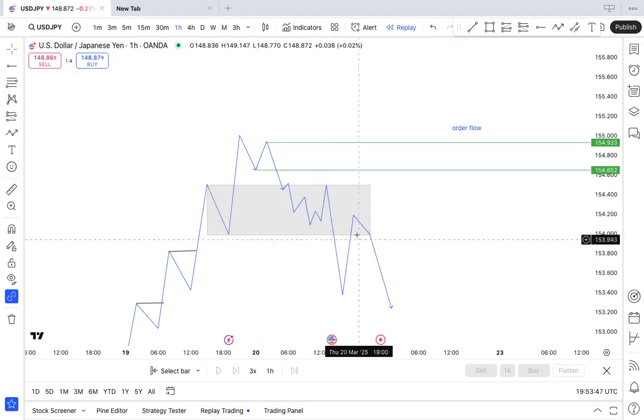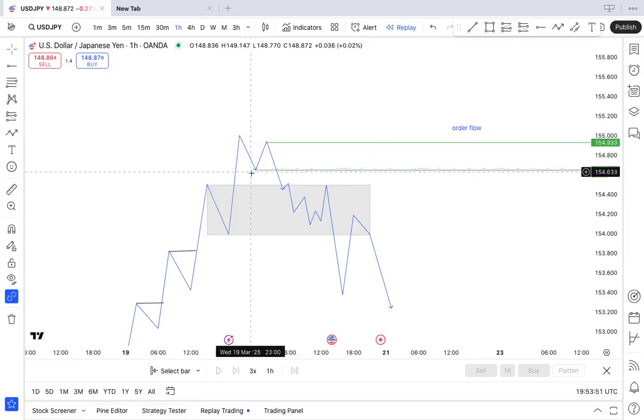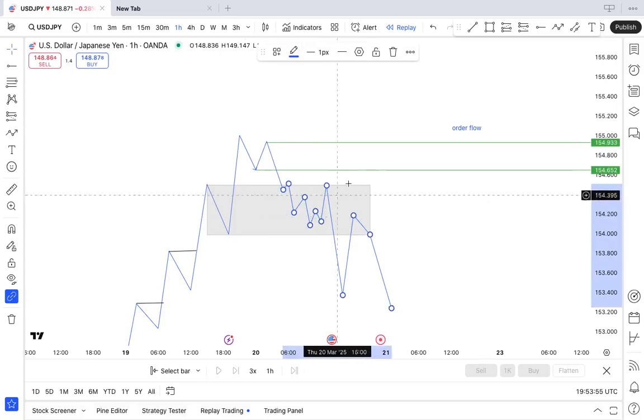can sweep me and then it continues to my desired direction. But I never fall for this. If I'm not having my order flow, I don't go for that.